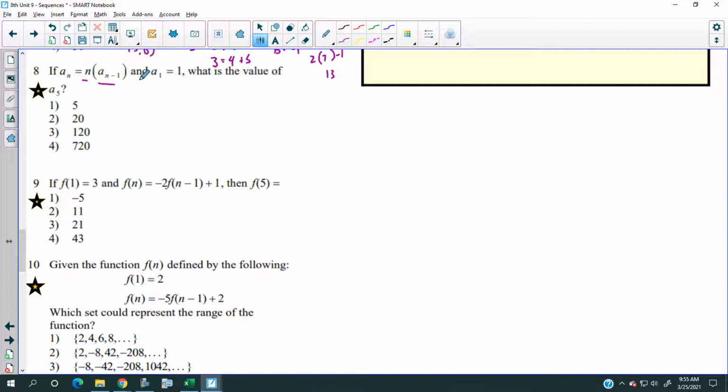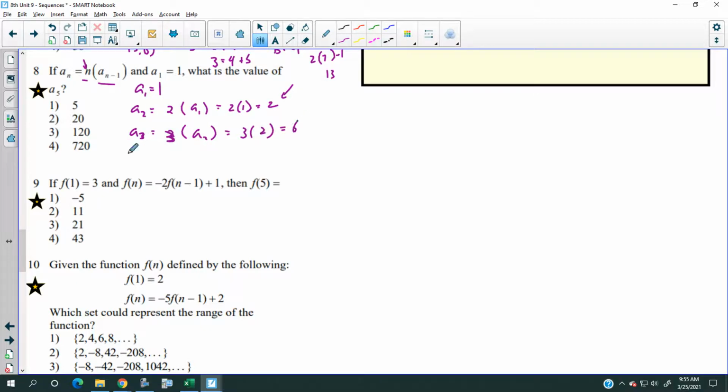All right. Look at this. Now, this is being multiplied, and they want to know A5. So A1 is 1. What's A2? A2 is 2, that's what n is for, times the term before that, A1. In other words, it's 2 times 1, and that's 2. And then we have A3, which is 3, times the term before that.